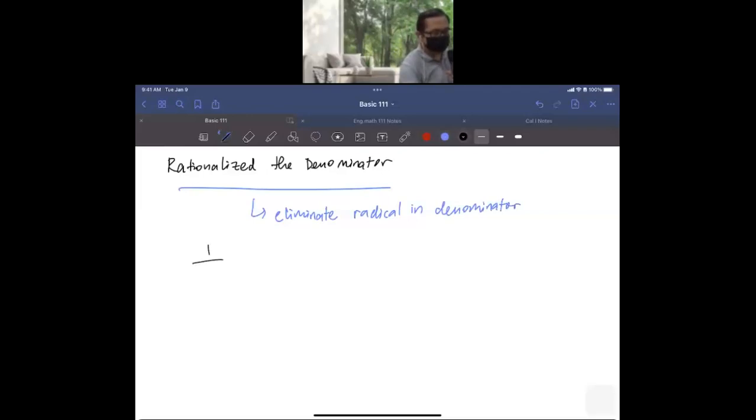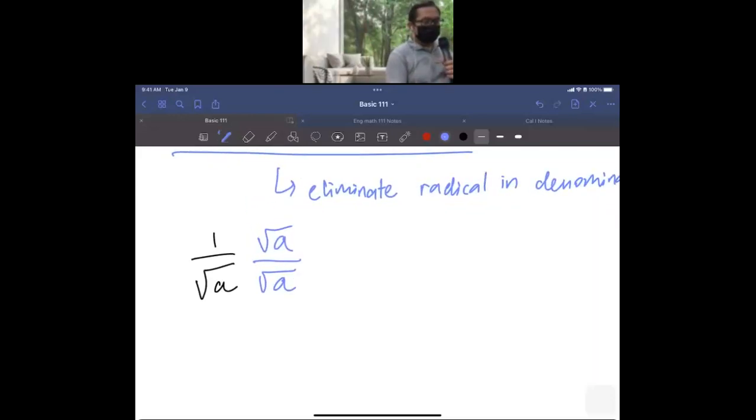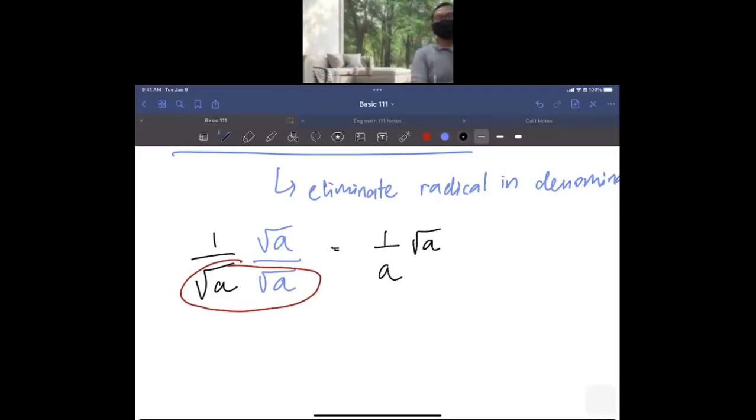So if we have, like this, 1 over square root of a, we say this is not standard because it has the radical below. So what we are going to do is multiply with the other radical. By doing this, we are going to eliminate the radicals here. So we are going to have 1 over a and then square root of a.